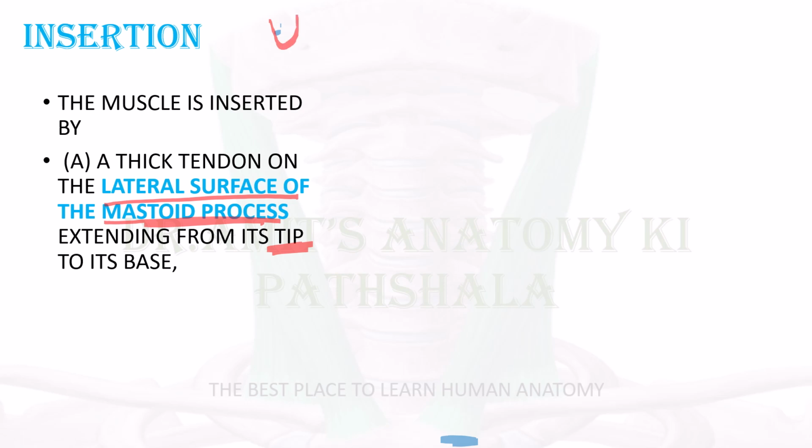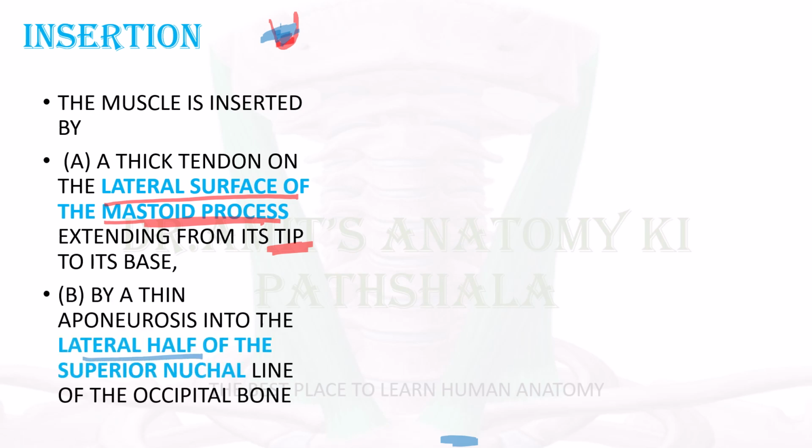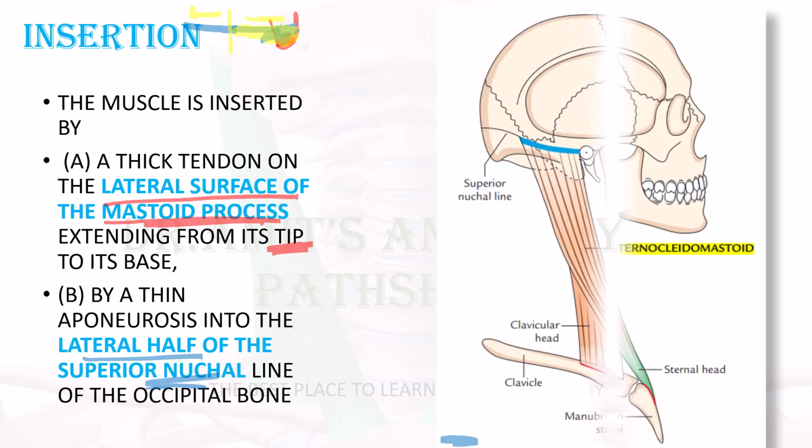यहाँ बच्चों mastoid process होती है, इसकी टिप एंड lateral surface पर इस मसल की इंसर्शन है. Then the second part will insert on the lateral half of the superior nuchal line. So यहाँ nuchal line है बच्चों, medial side medial half, lateral side lateral half. So at this point there is the insertion of the sternocleidomastoid muscle.